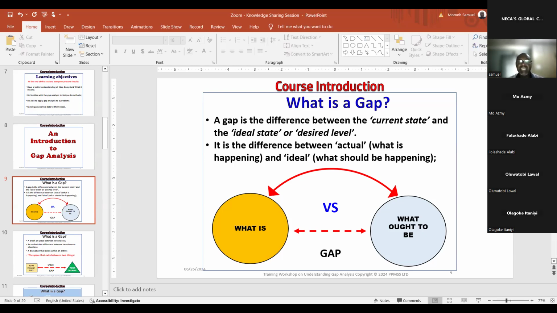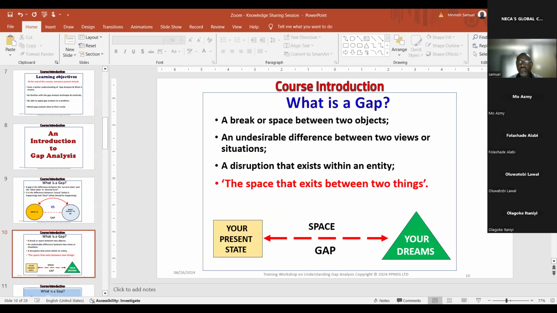So that's actually what a gap is. It's a vacuum, a difference, a space between two things. So like I said, for learning purposes, we'll be restricting the things involved here to yourself, your organization, and particularly your dreams and aspirations or your goals.